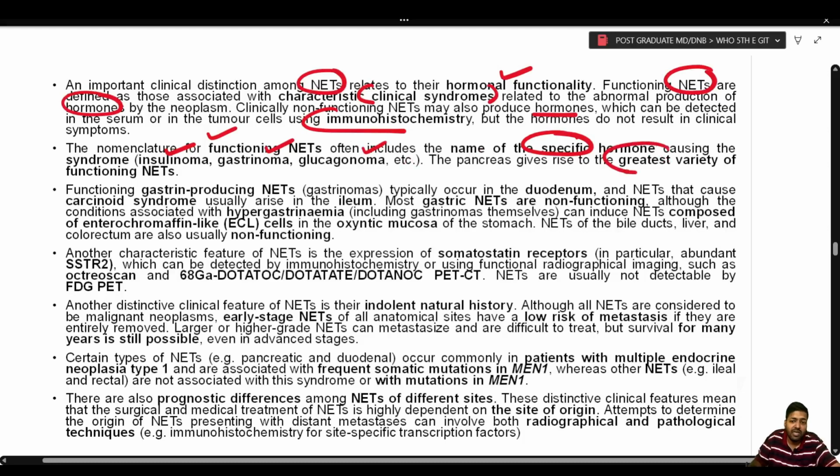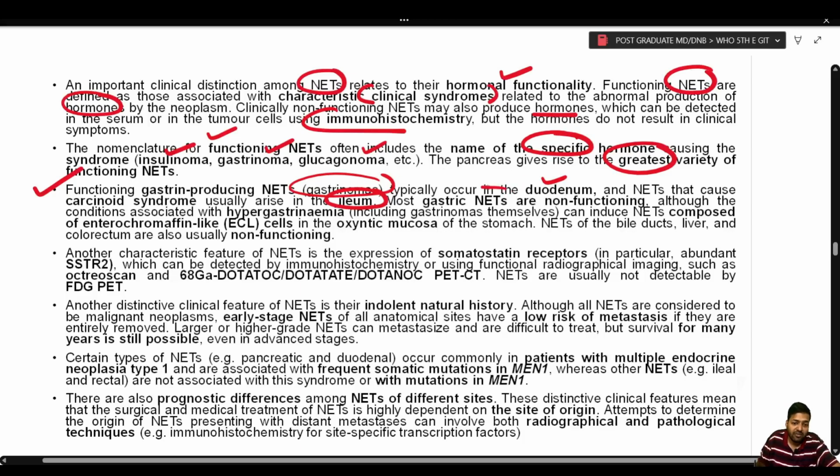The pancreas gives rise to the greatest variety of functioning neuroendocrine tumor. But if you look at the GI tract, functioning gastrin producing neuroendocrine tumors, that is gastrinomas, typically occur in the duodenum. And neuroendocrine tumors that cause carcinoid syndrome usually arise in the ileum. So these are very important MCQs.